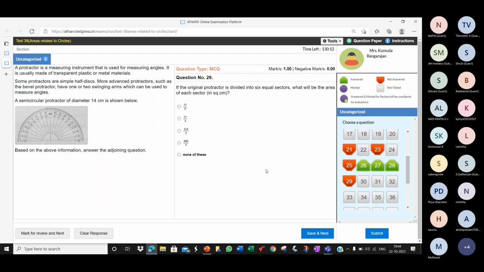So, children, please look into your book. You must have found the area of the protractor. You all say you found it is 77 centimeters square. So the area of one sector will be 77 by 6, because it's divided into 6 equal sectors. So the area of each sector will be 77 by 6, which is the first option here.